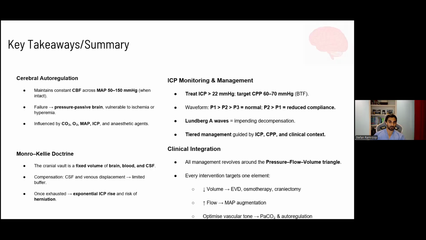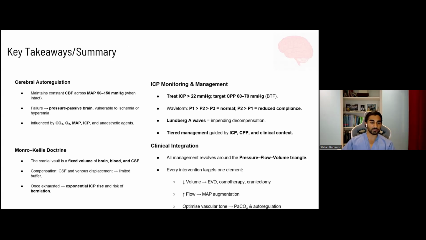Secondly, your Monro-Kellie doctrine tells you why the pressure rises in the first place. Inside the skull, you have the sum of the brain, blood, and CSF, and it's fixed. Earlier on, you have CSF and venous shifts to compensate. But once those reserves are used up, tiny changes can cause huge pressure rises, which is when a patient could crash.